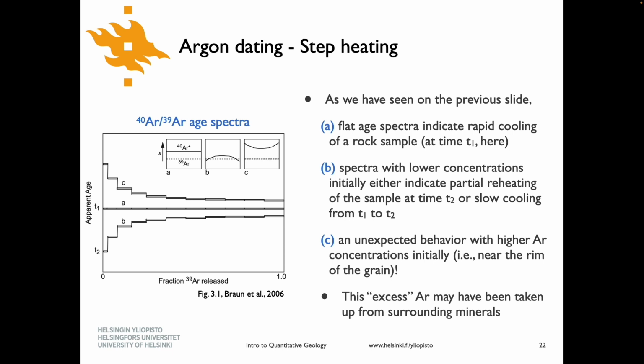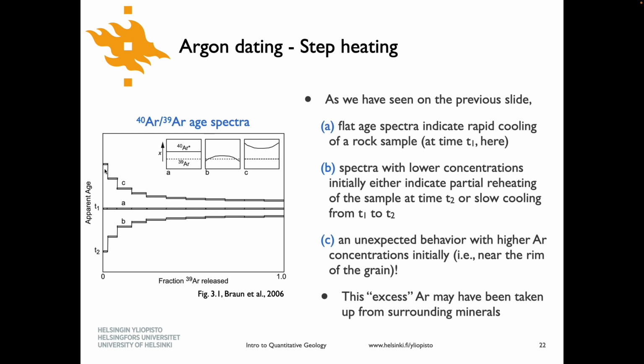But yeah, with argon dating, an ideal situation, if you've got a constant concentration, would be like this line A, where you heat it up and you get a constant amount of argon out of each one of the steps, which indicates rapid cooling. Okay, B would be something where the amount of argon being released initially is low and it increases. And that would then tell you something about slow cooling, potentially.